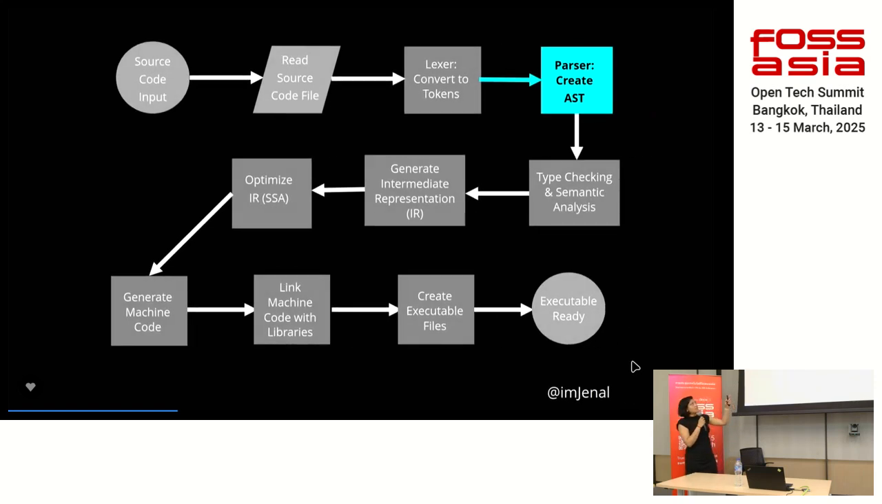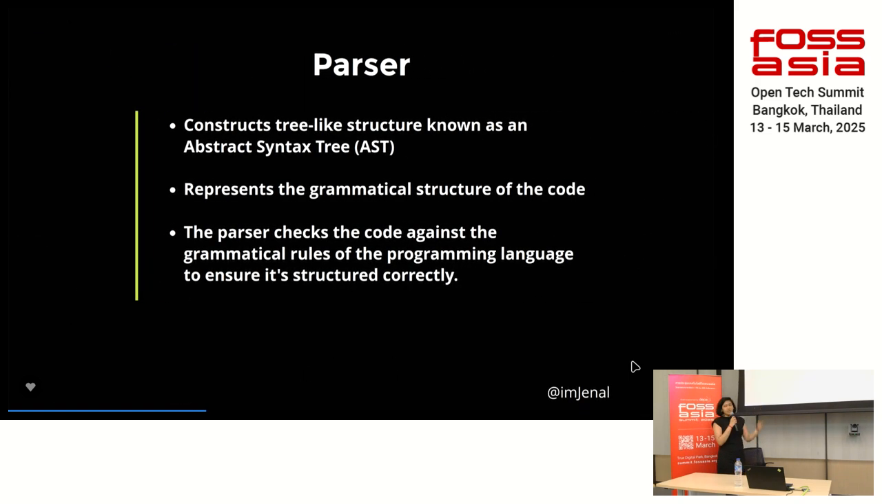Once the lexer converts your code into tokens, it is passed as input to the parser. The parser takes the stream of tokens produced by the lexer and constructs a tree-like structure, the abstract syntax tree, or AST, which is the output of the parser. Basically it's a grammatical structure of the code.